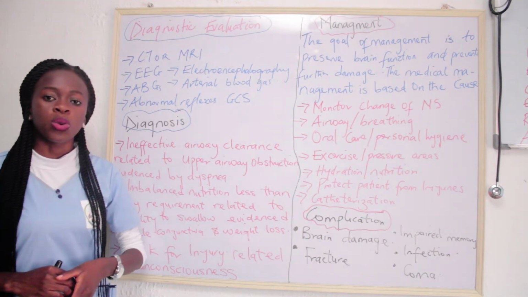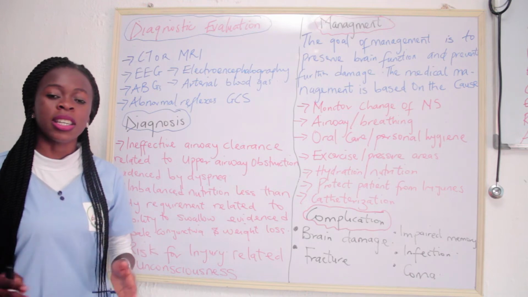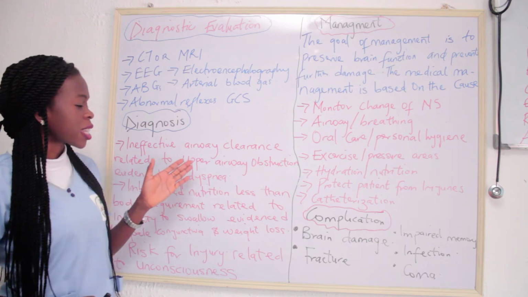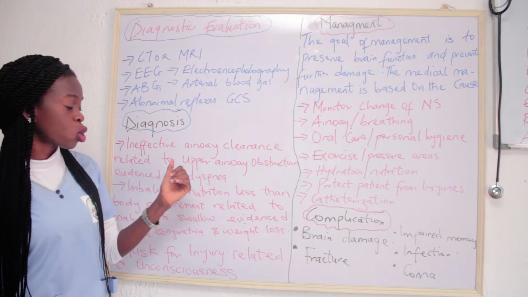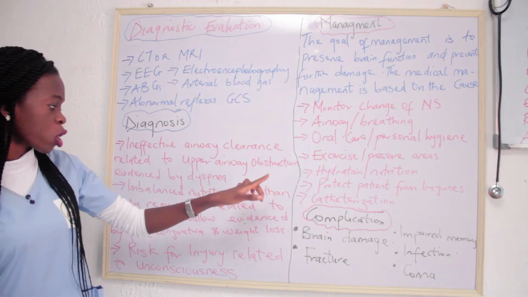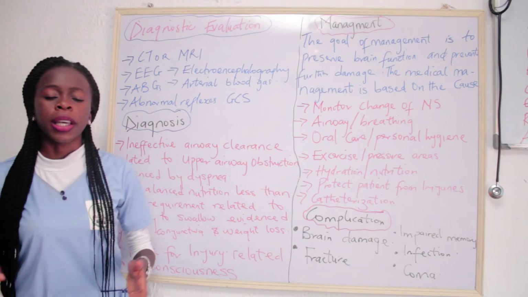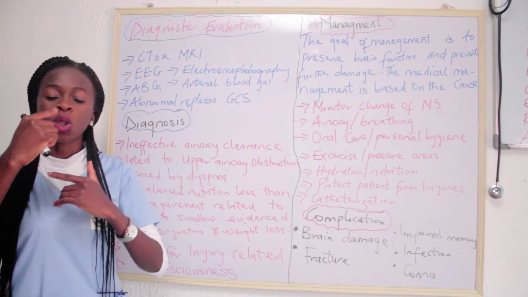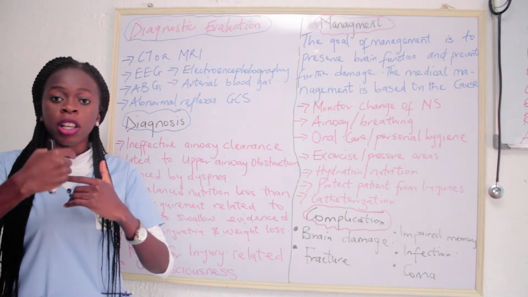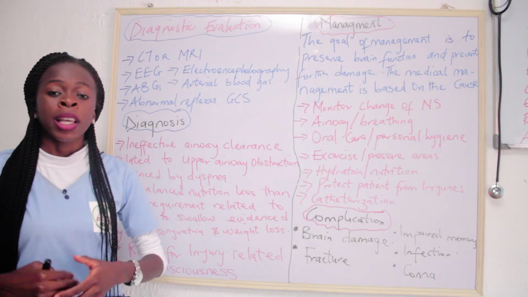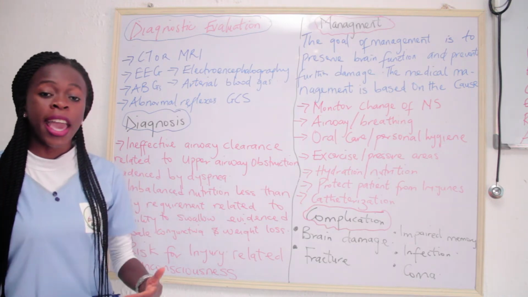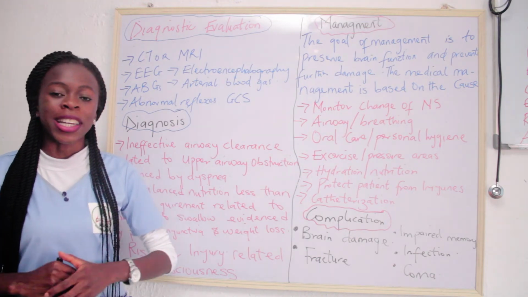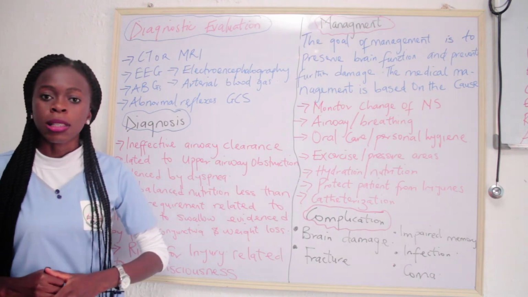Then that takes us to the nursing diagnosis associated with unconsciousness. The first one we have here is ineffective airway clearance related to upper airway obstruction evidenced by dyspnea. You will agree with me that unconscious patients, most times they are lying helpless and their tongue is obstructing the airway. Definitely there's going to be ineffective airway clearance related to what? Upper airway obstruction by the tongue, evidenced by dyspnea.